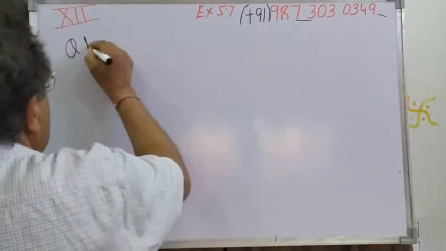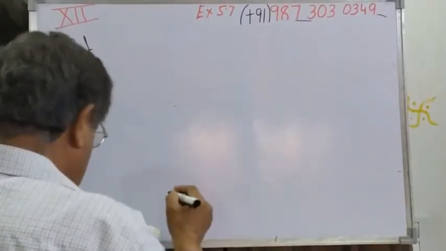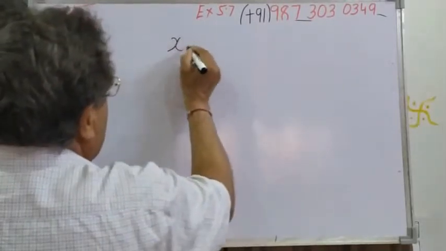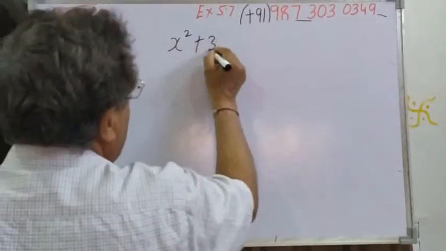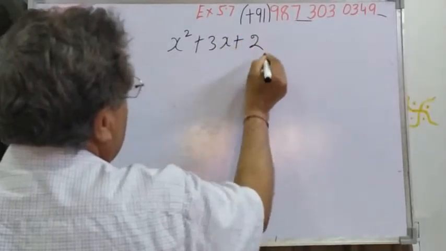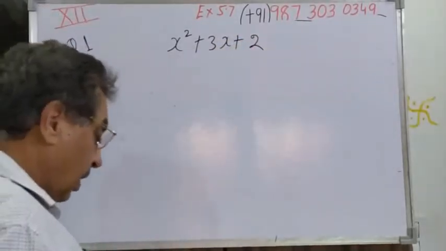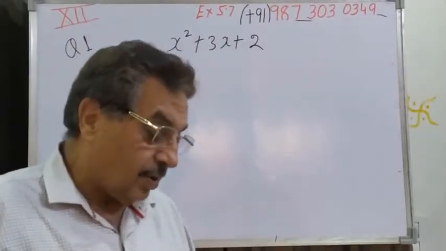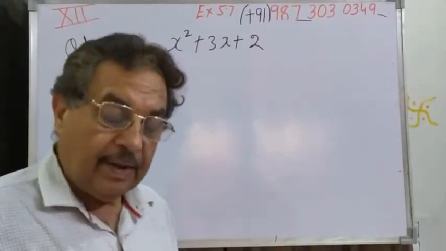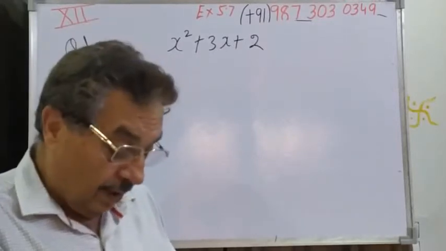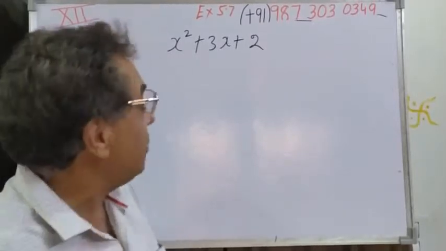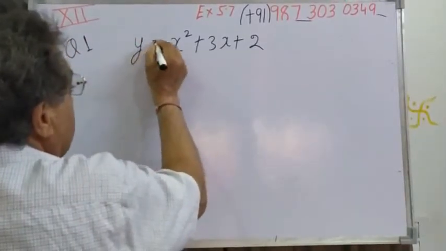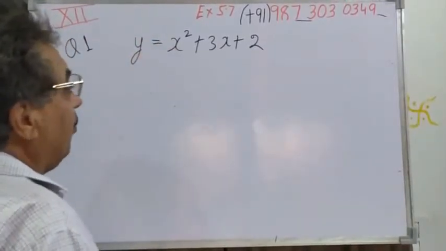I will first of all solve it. The question is x square plus 3x plus 2. Now it is being asked to find the second order derivative of this function x square plus 3x plus 2. First of all, I will let it be equal to y.